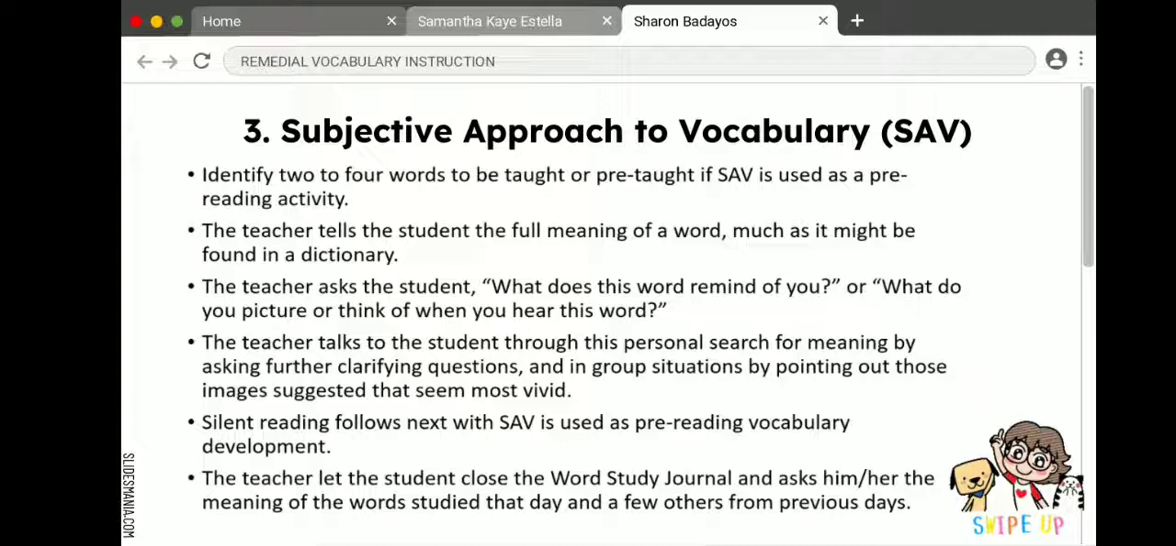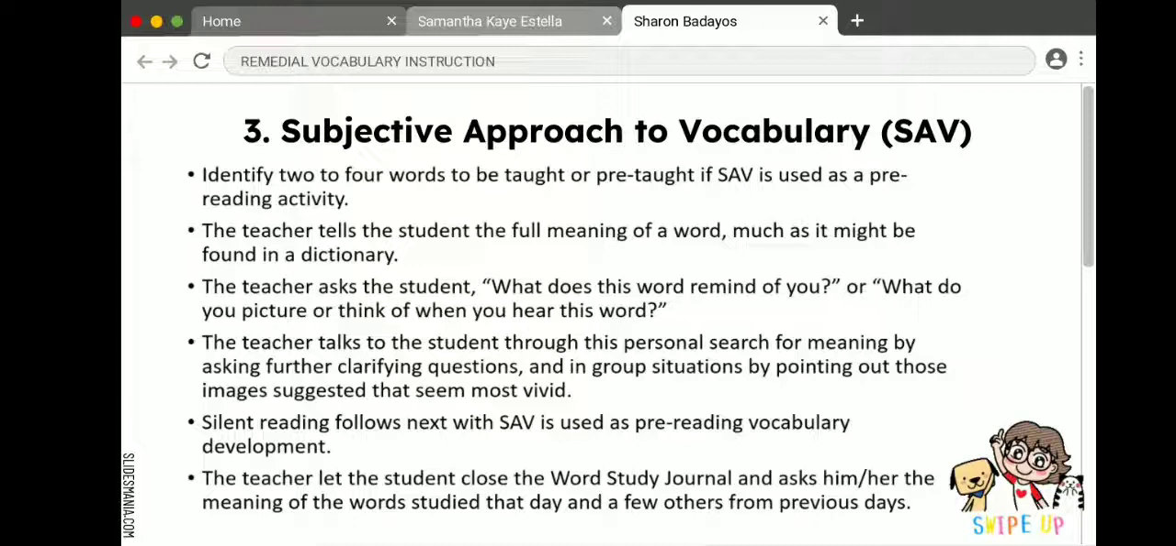Students are then directed to write some subjective or personal associations for the new word under the previously written dictionary definition in their journals. And also, drawings can be added. And then letter E, silent reading follows next when SAV is used as pre-reading vocabulary development. When it is being used for general vocabulary development, students are given 5 to 10 minutes to study and rehearse the new and previously recorded words.